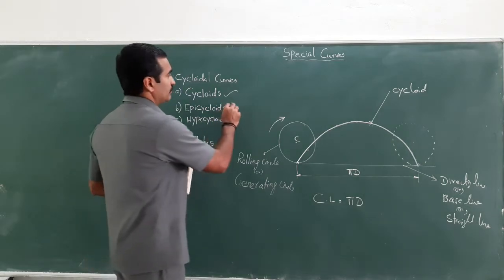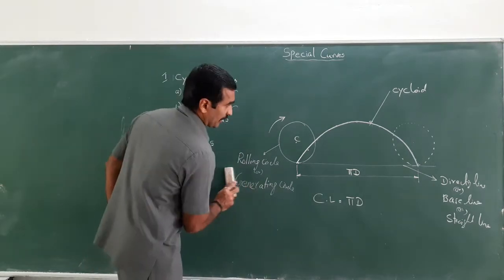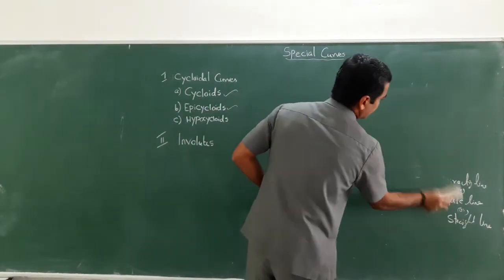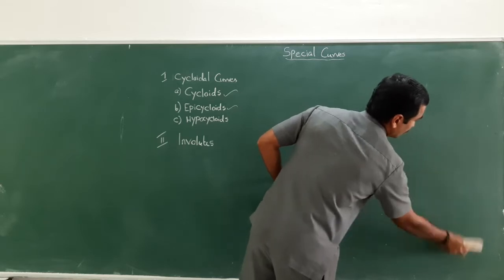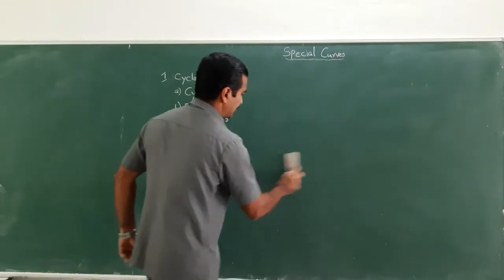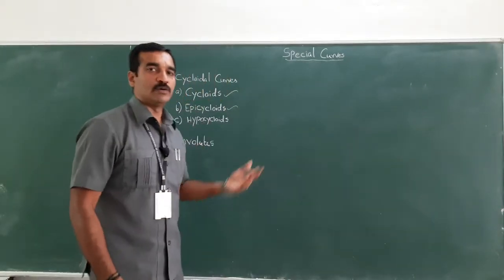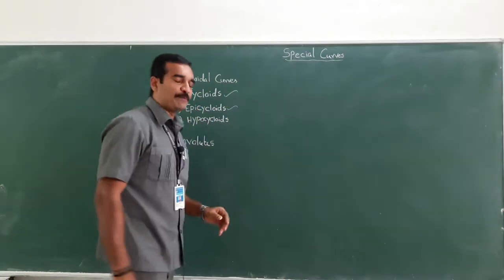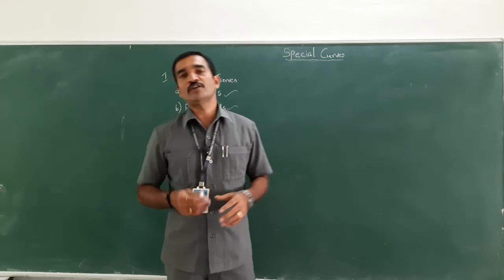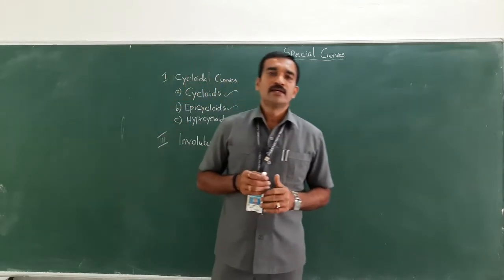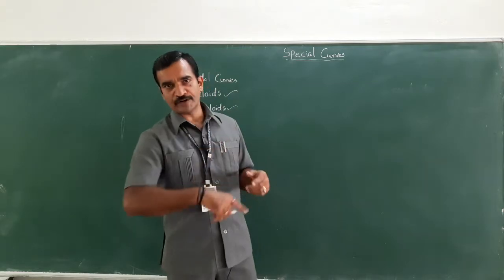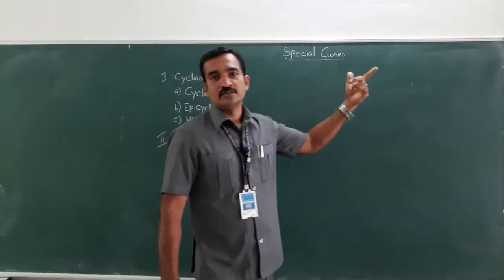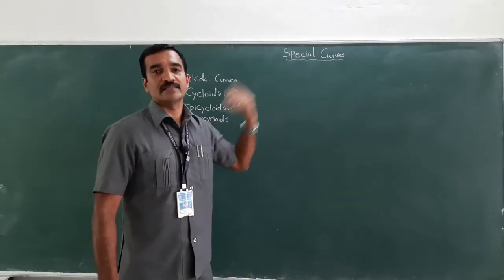Now, I am going to give a brief introduction about epicycloids. See, as far as cycloid is concerned, only one circle, that is the rolling circle or generating circle, rolls on the horizontal table or on the flat surface or on the straight line. As far as epicycloid is concerned, the definition of epicycloid is a curve traced by a point on the circumference of a circle rolling without slipping on the outer surface of another circle.